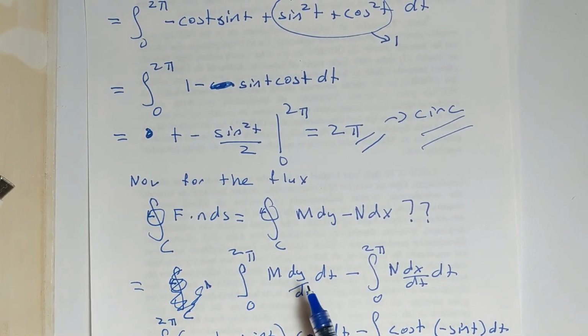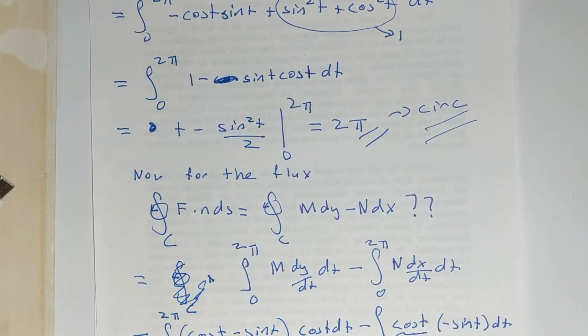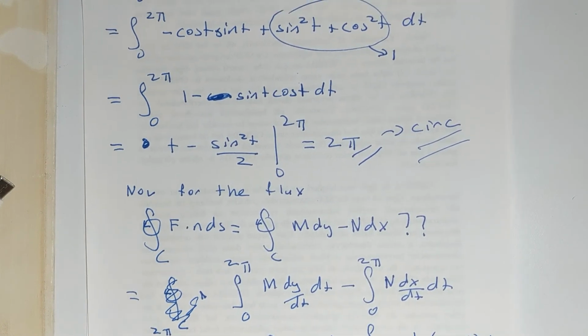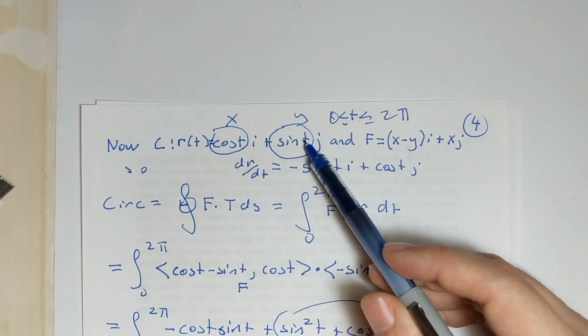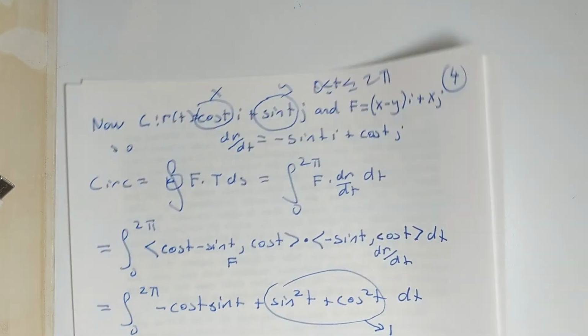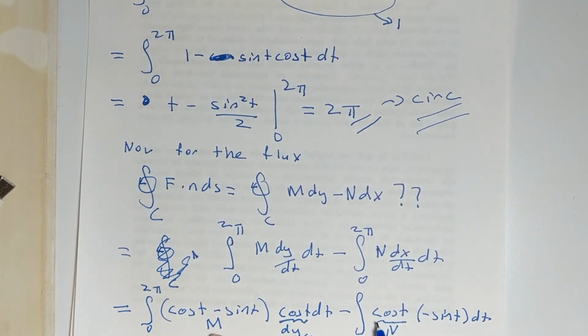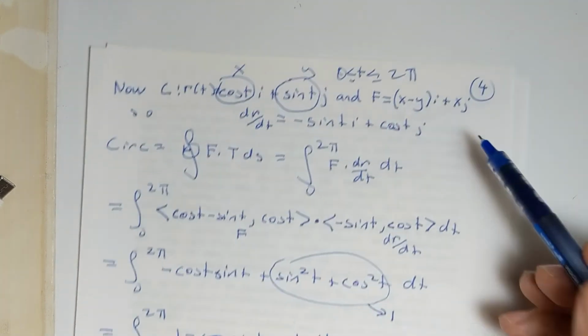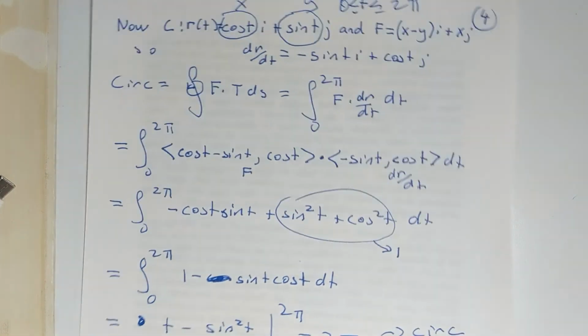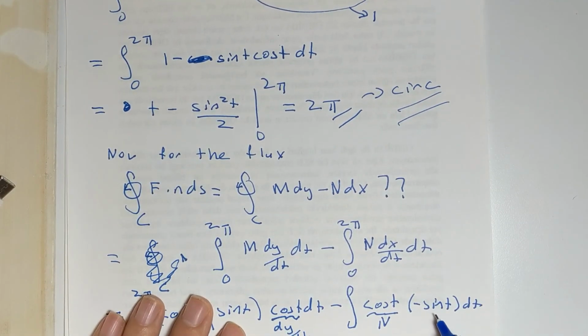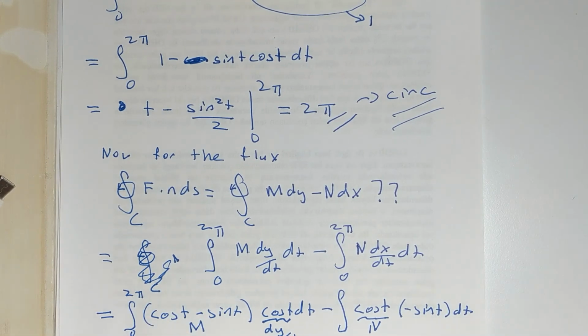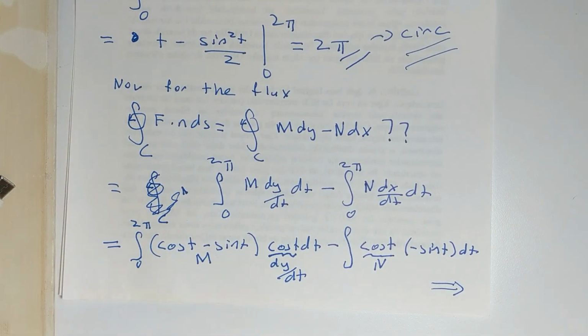Okay, so what was M? Remember, M was cosine t minus sine t. What is dy/dt? Well, y was equal to sine t here, so dy/dt is going to be cosine t dt. Similarly, N was cosine t, because remember, it was just x. And dx/dt, well, x was cosine t, so it's going to be minus sine t dt. So that's how you calculate. You go back to t's, basically. You always go back to t's. Well, at least for now, we're always going to go back to t's.